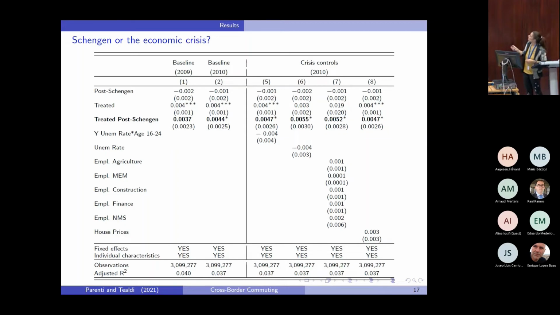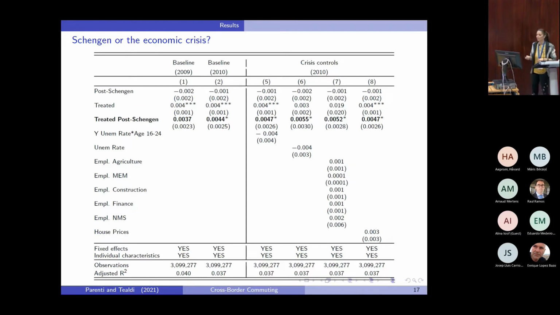So from model 5 to model 8, we check for these controls. First of all, we consider unemployment, and in particular also young unemployment, because we know from the literature that unemployment was very high during the crisis, and young unemployment was even worse. We then check in model 7 for different employment sectors.